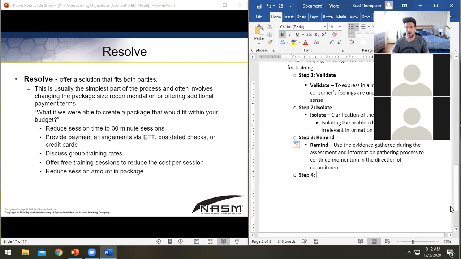Hopefully. So step 4, you're going to resolve it, right? For resolving, what we mean is you're going to offer a solution that fits both parties. This is where you may compromise. Or maybe they say, you know what, never mind, I'm interested. If you go through these steps really well, a lot of times someone's going to go, you're right.